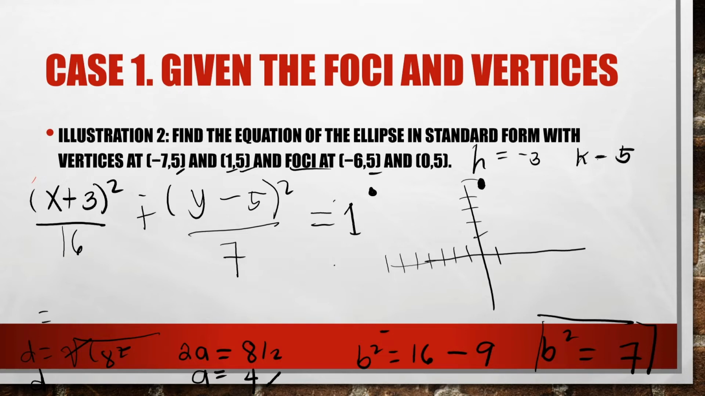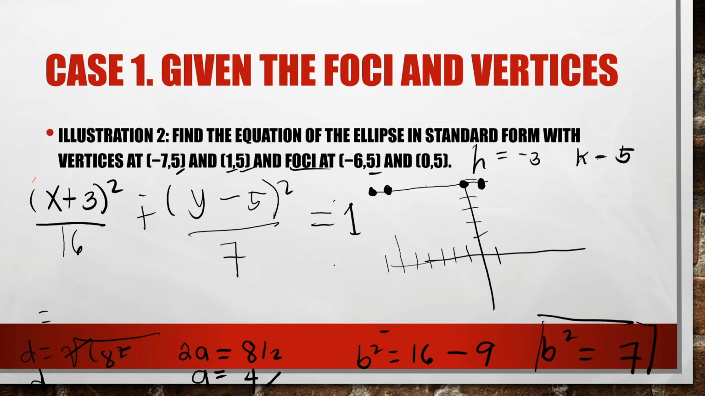And then, yung foci niya, negative 6 and 5, and 0 and 5. So, ito. So, obviously, ito ay isang horizontal ellipse.